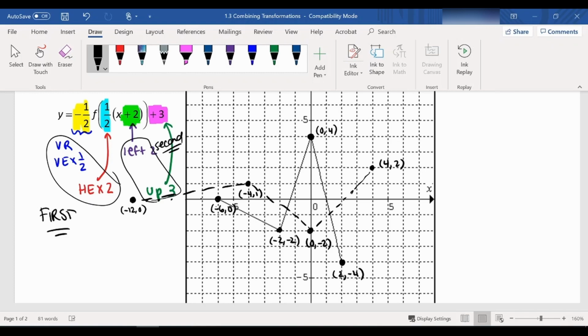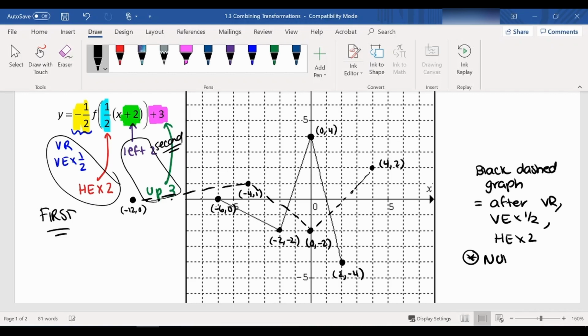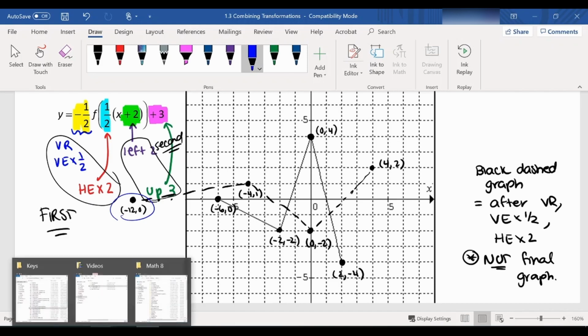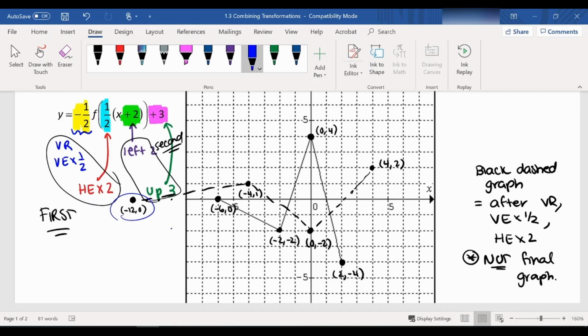Okay, so this one in black is after my vertical expansion by 1/2, my vertical reflection, and my horizontal expansion by 2. It is not my final graph. I still have to move this left 2 and up 3. Okay, so my farthest most point is over here. If I move that left 2, I'm going to end up at negative 14. I'm not going to graph that. Okay, it's way too far off my graph.